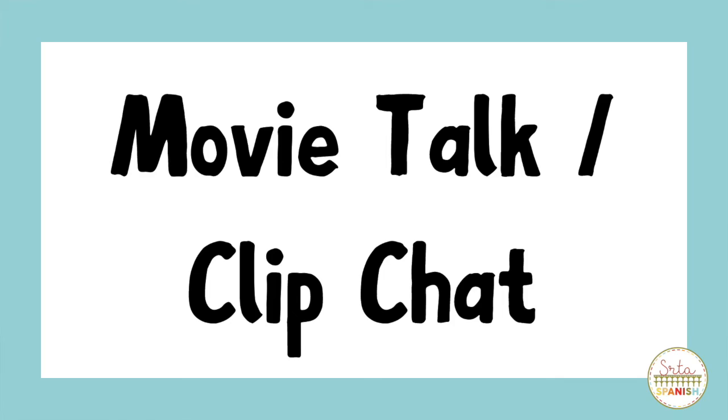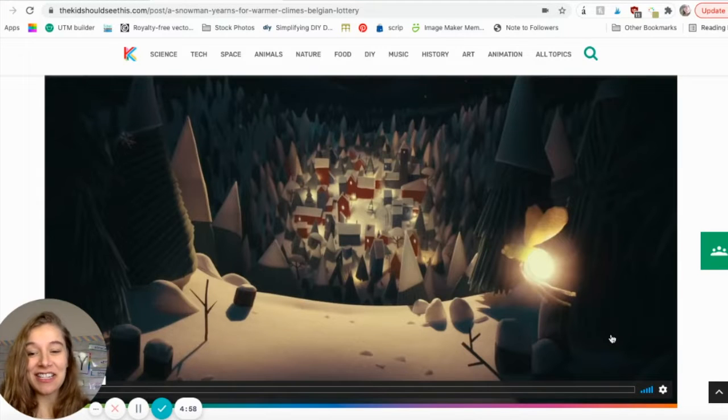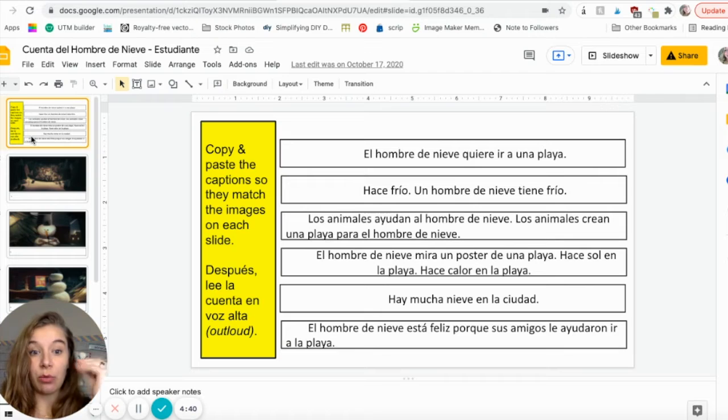Number 1 is this movie talk / clip chat based off this snowman who just wants to go to somewhere warm. So it's super cute. They start by doing this activity to kind of warm up their brains to the vocab and what they think is going to happen in the story.